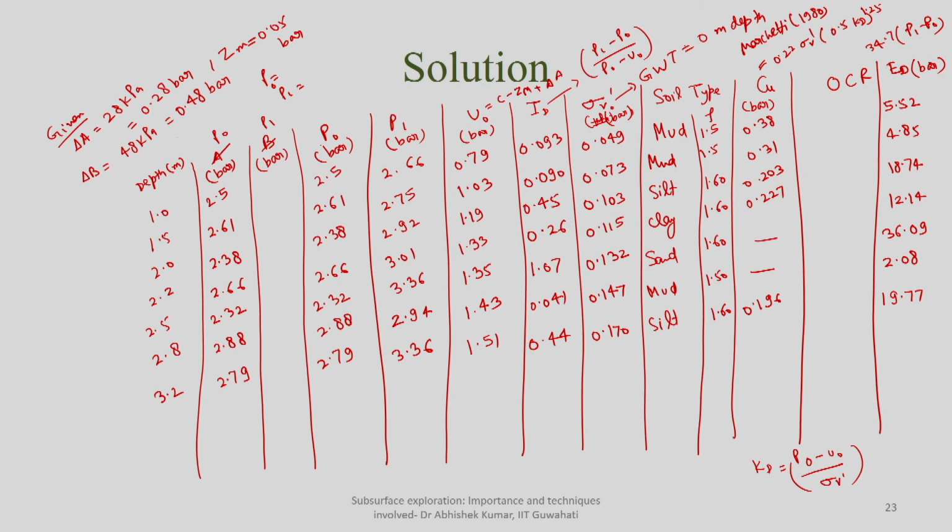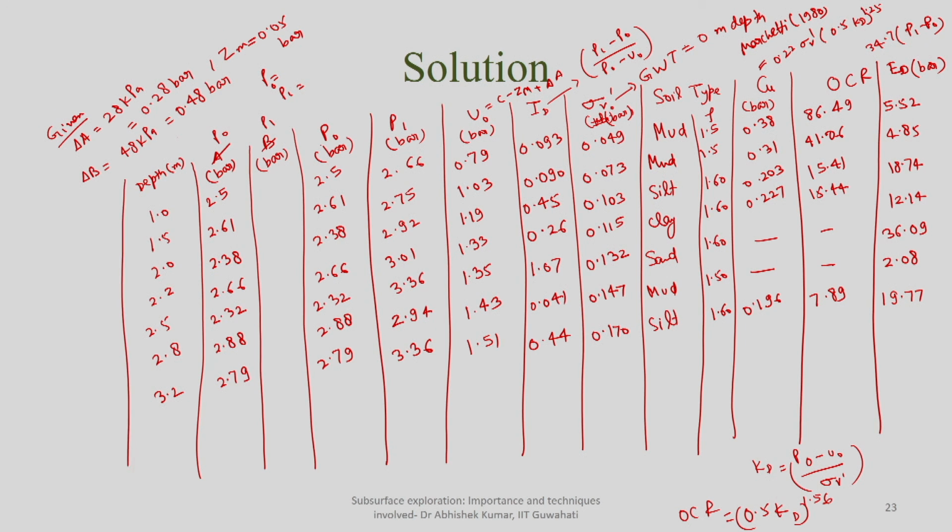Once you know the value of Cu, you can determine the value of OCR. OCR is given as 0.5 Kd raised to the power 1.56. Based on this, you put the value of Kd and you can determine the value of OCR here. I am directly writing here as 86.49, 41.06, 15.41, 15.44, these two will not be there, and then 7.89.